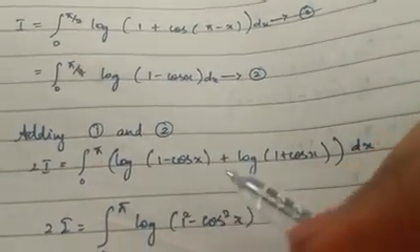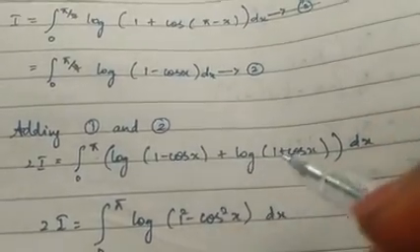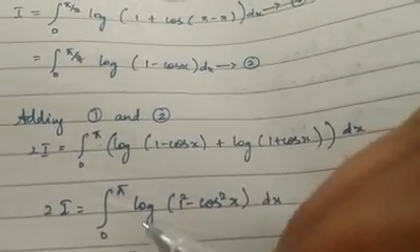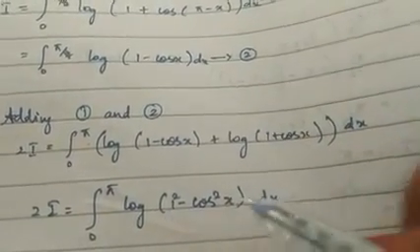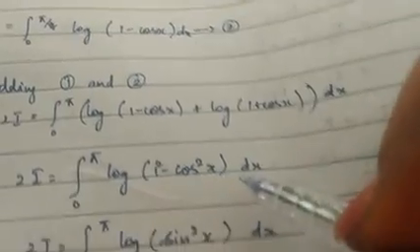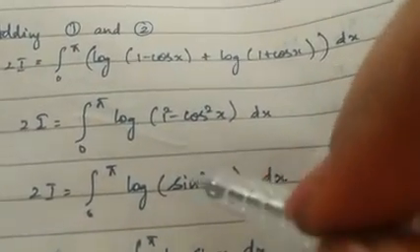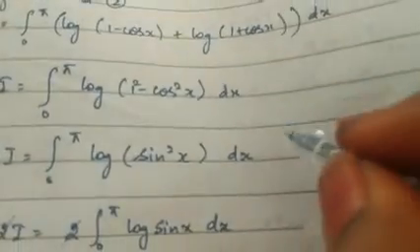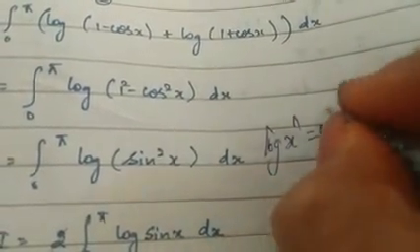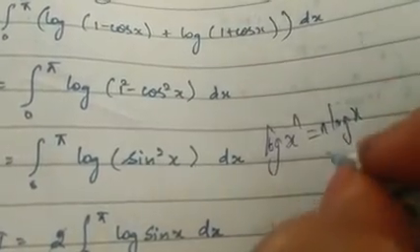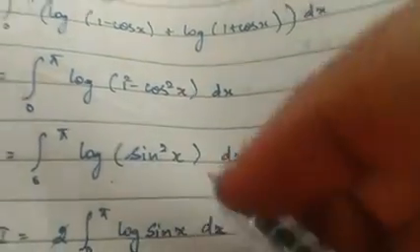Now log a plus log b is nothing but log a into b. Therefore log of (1 plus cos x) into (1 minus cos x) is nothing but 1 minus cos squared x, and 1 minus cos squared x is nothing but sin squared x. Now log x power n can be written as n into log x. Therefore, according to that, you can write 2 into log sin x dx.